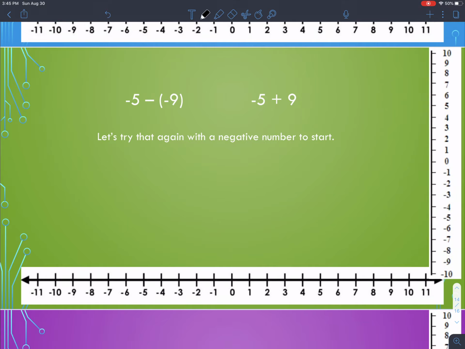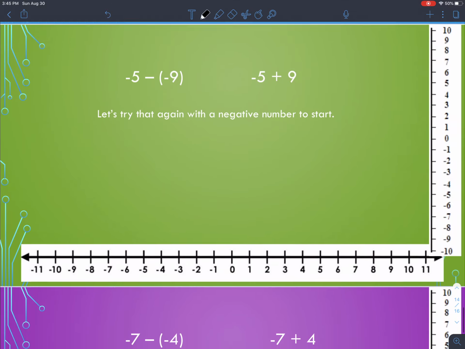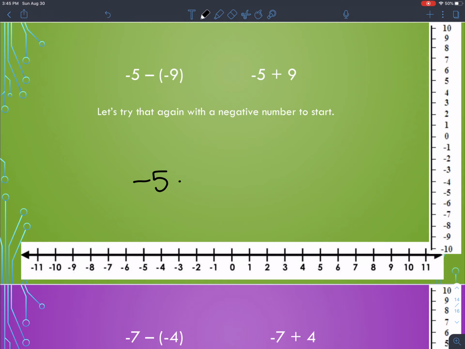And lastly, we have, or sorry, these last two slides, we have negative 5 minus negative 9. We know that minus a negative is the same as negative 5 plus 9. It is the same thing. I don't like the way I wrote that, so let me fix it. Negative 5 plus 9. Okay?